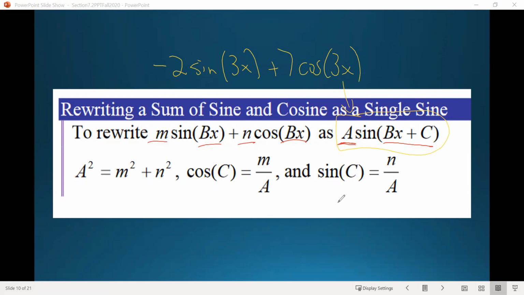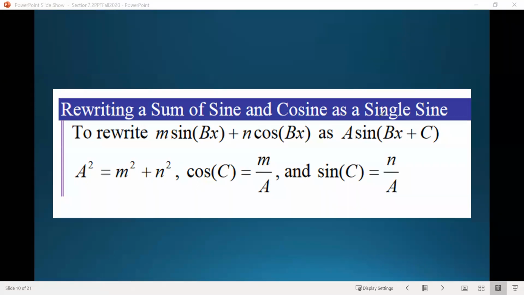Now this will not work if it was, say, something like -2 times sine of 3x plus 7 times cosine of 5x. This will not work because notice what's inside the sine and the cosine are not the same. Nor would it work if it was something like, say, -2 sine squared of 3x plus 7 times cosine of 3x. Here the sine is being squared, which is not part of the identity.